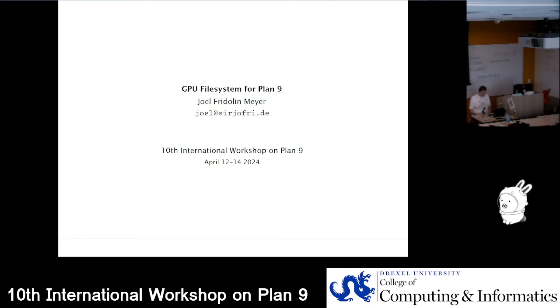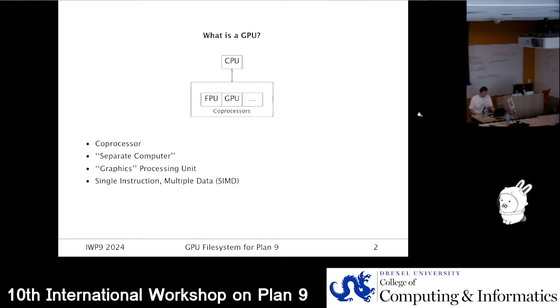Before we go into the topic of the file system itself, we have to talk about what a GPU is. A GPU is a coprocessor similar to the FPU or any other coprocessor that you might know. But I think it's something more than just a coprocessor. It's more complex and it has its own memory, its own power management, its own cores, its own instruction set, actually different instruction sets per generation. And as that, I think it's just fine to also call it a separate computer because that's basically what it is.